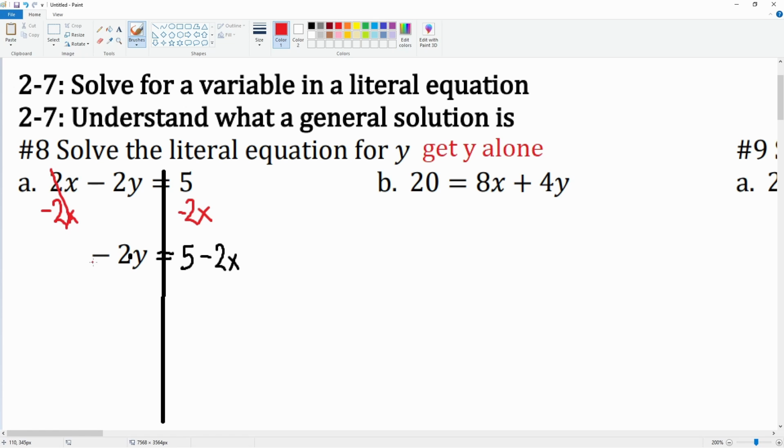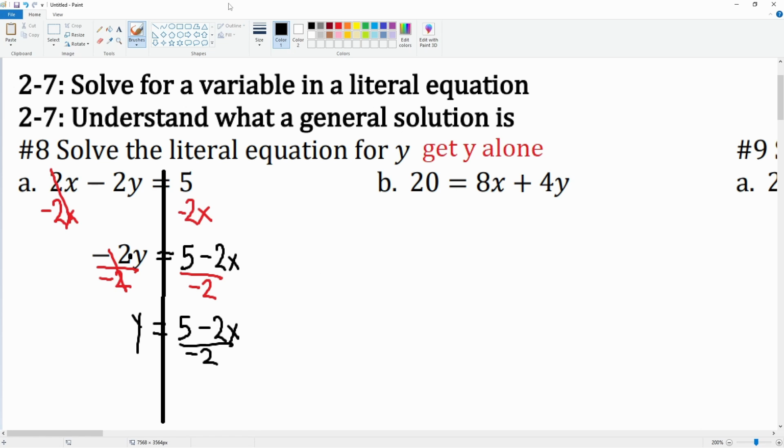How do we get rid of a negative 2 times y? Well, we're going to divide by negative 2. Divide by negative 2. This cancels, leaving you with just a y here. This is going to be equal to 5 minus 2x divided by negative 2. There you go. You're done here. You don't need to simplify any further. That's an acceptable general solution.